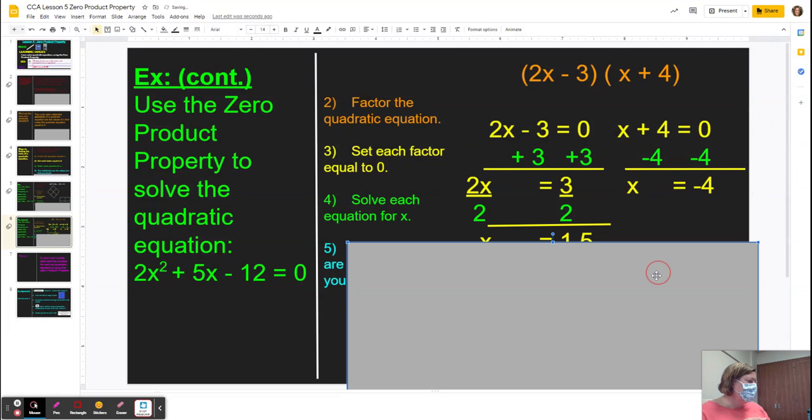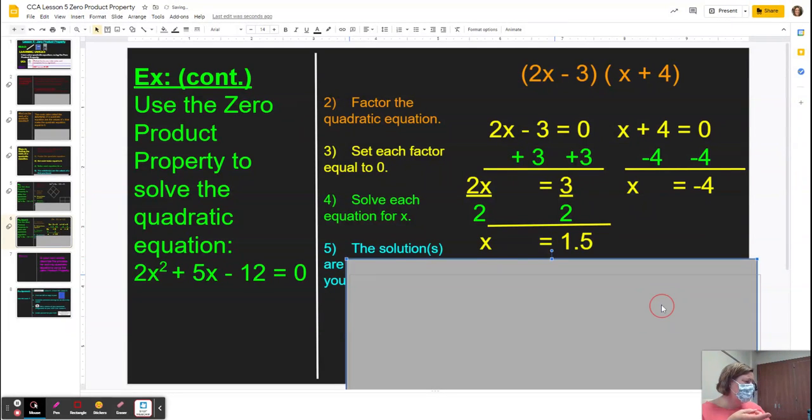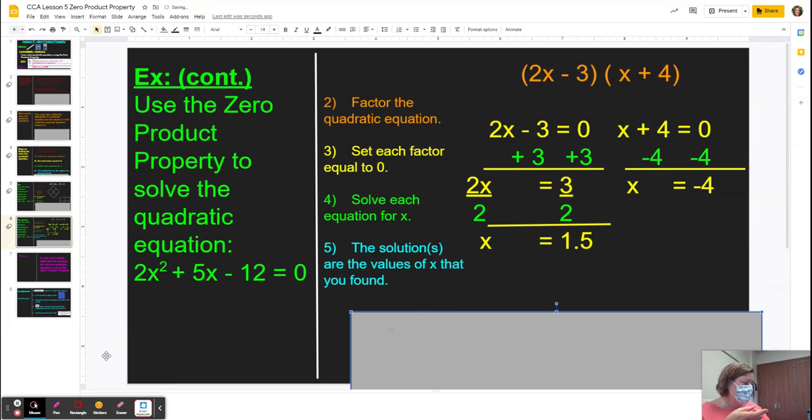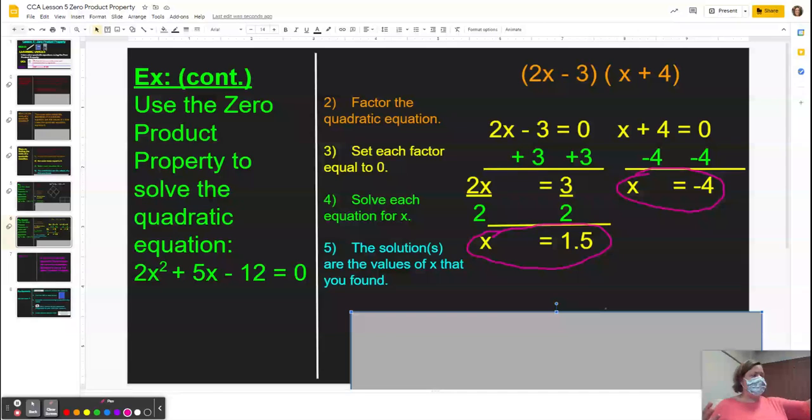So we solved each term for x, and then we just write our solutions as x is 1.5 and x is -4. So there's no coordinate pairs to write. So we took what we knew about factoring and we added in the solving piece. Again, anytime you see what are the roots or what are the solutions, you're looking for these x values, basically. Okay? Yeah?